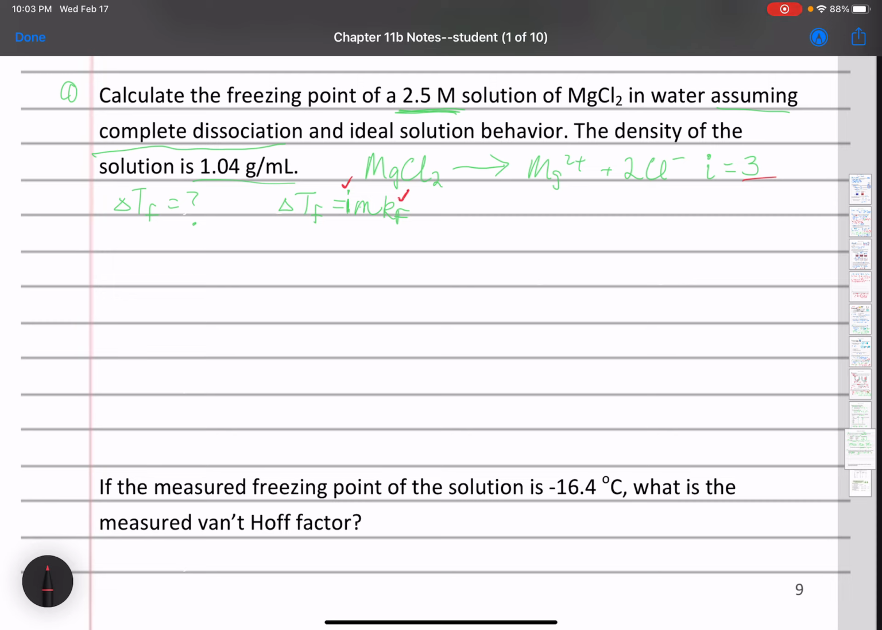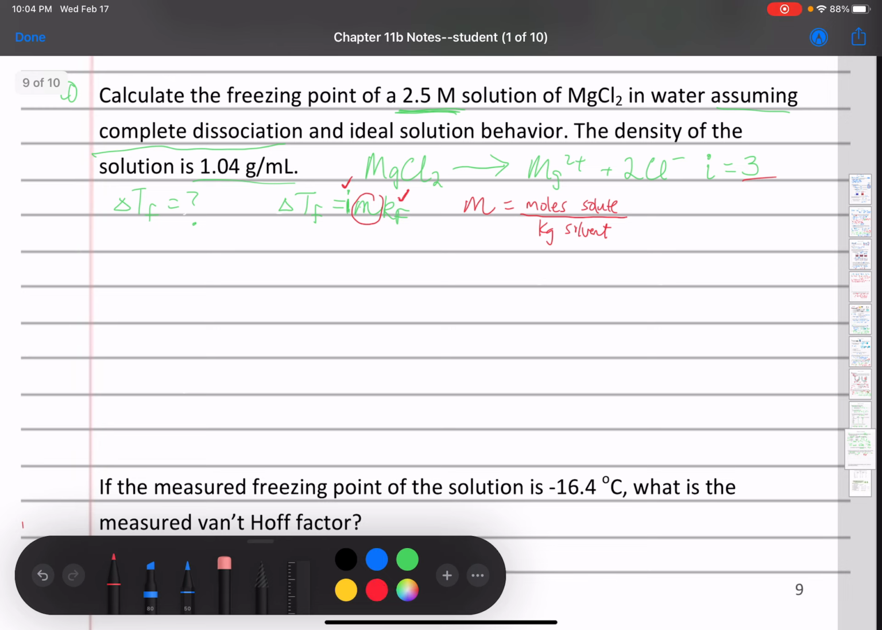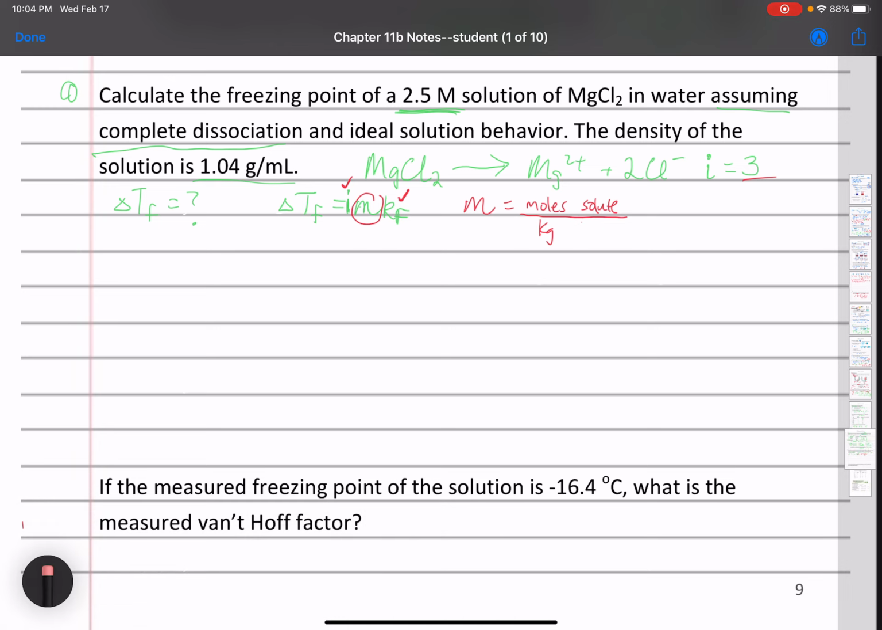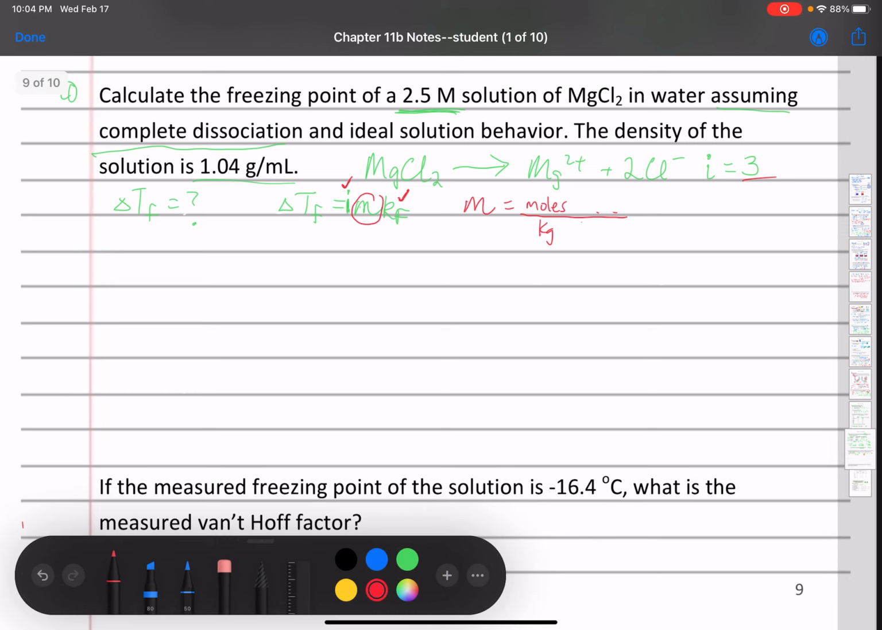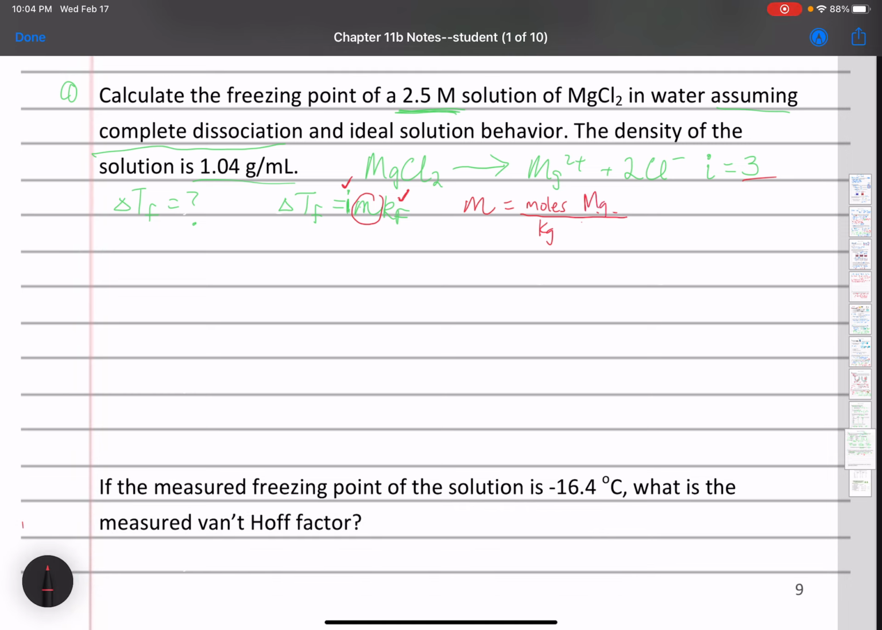I don't have molality. All right, so what is molality? Molality is moles of solute per kilogram of solvent, and I guess I can specify here for this problem. In this problem, our solute is the magnesium chloride, and the solvent is water. So what do I have in that department? Neither. I don't have either of those.